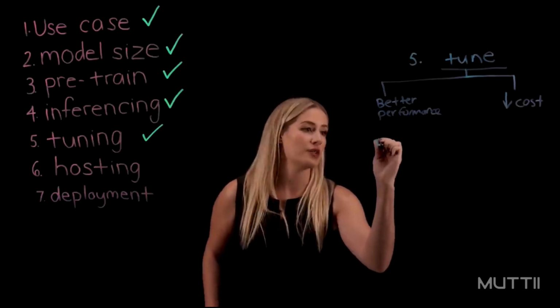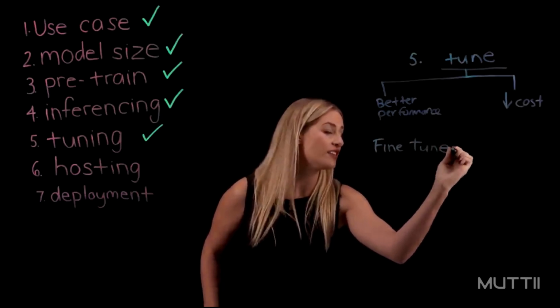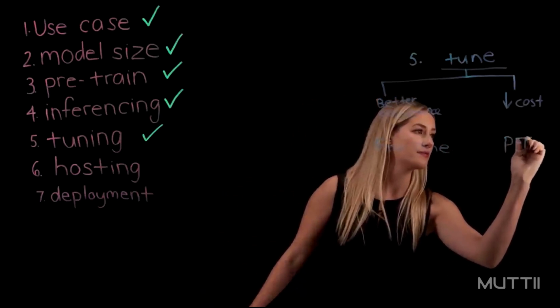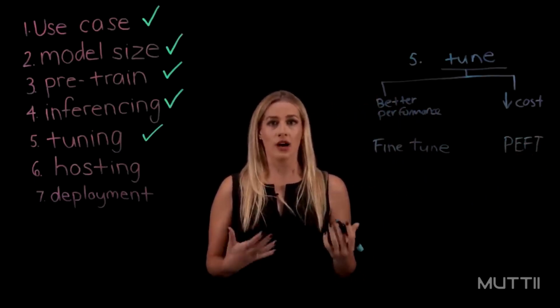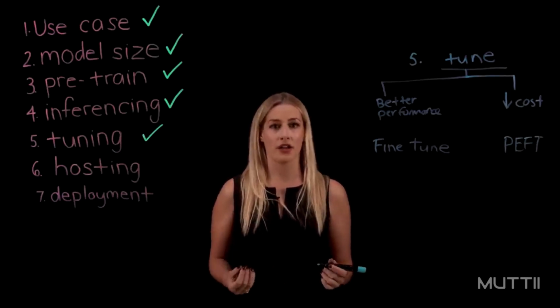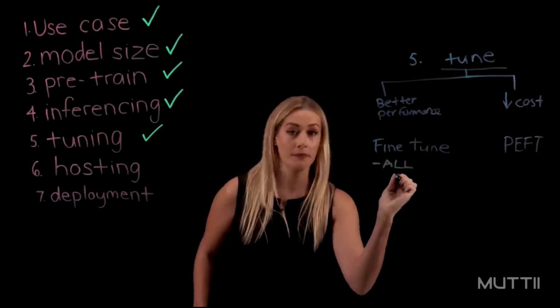We have fine-tuning, and then we have parameter-efficient fine-tuning, otherwise known as PEFT. Now, to cover the difference between these two, when we talk about fine-tuning, we're talking about extensive adaptation of the model itself. So you're tuning all of the parameters and changing them.